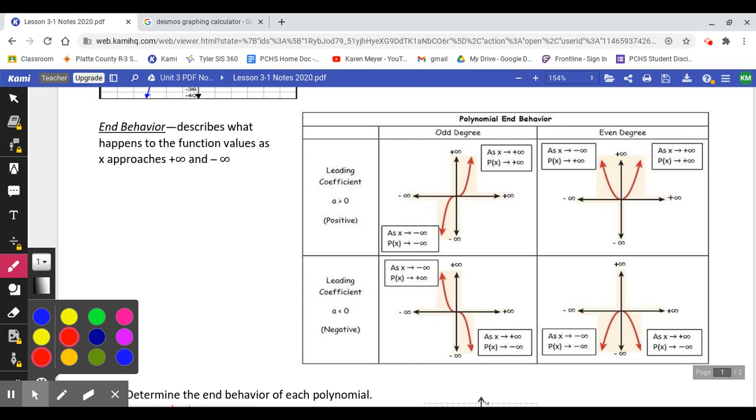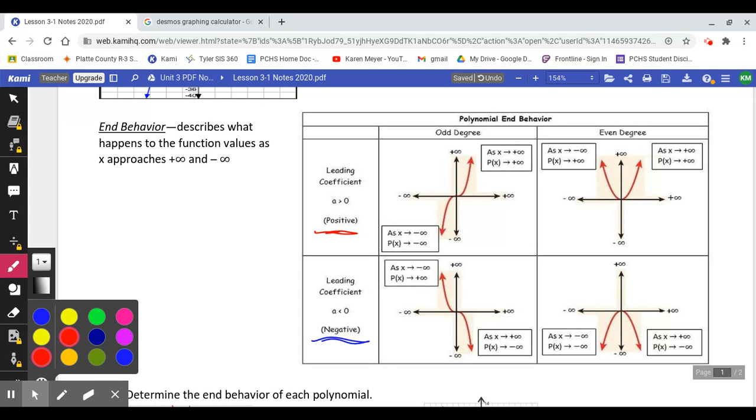Okay, so the first thing you would have to do is look at A. And remember, A is the leading coefficient. That's the coefficient in front of the highest exponent. If A is positive, which means it's greater than 0, you're going to be looking at the top two pictures. If A is a negative number, or less than 0, then you're going to be looking at the bottom two pictures.